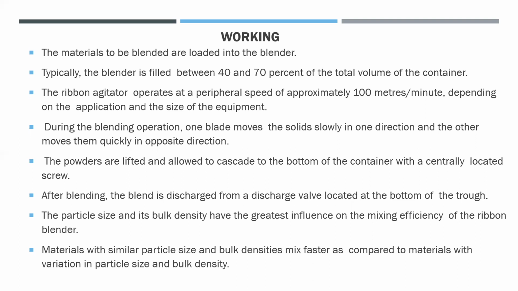The ribbon agitator operates at a peripheral speed of approximately 100 meters per minute. The ribbon agitator will be rotated at about 100 meters per minute, depending upon the application and the size of the equipment. The speed will be changed depending on the size of the equipment or the application, whether it is liquid mixing or solid mixing.